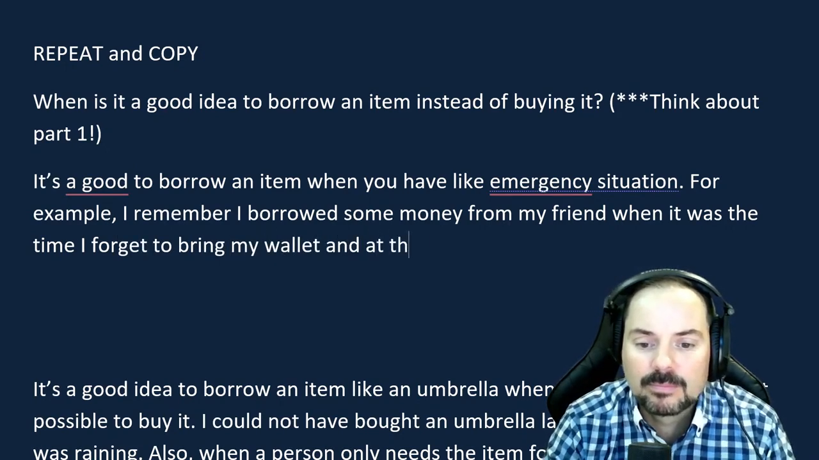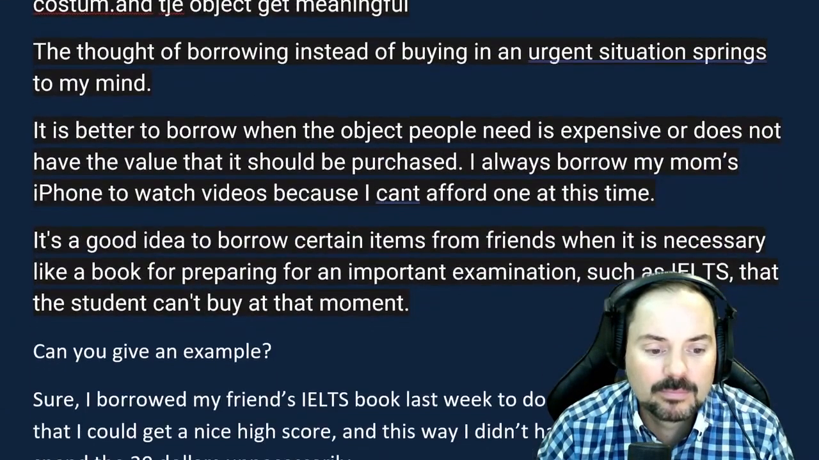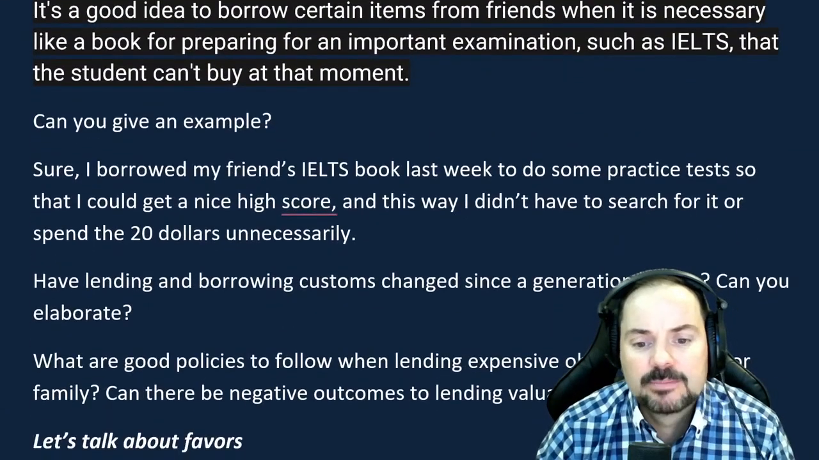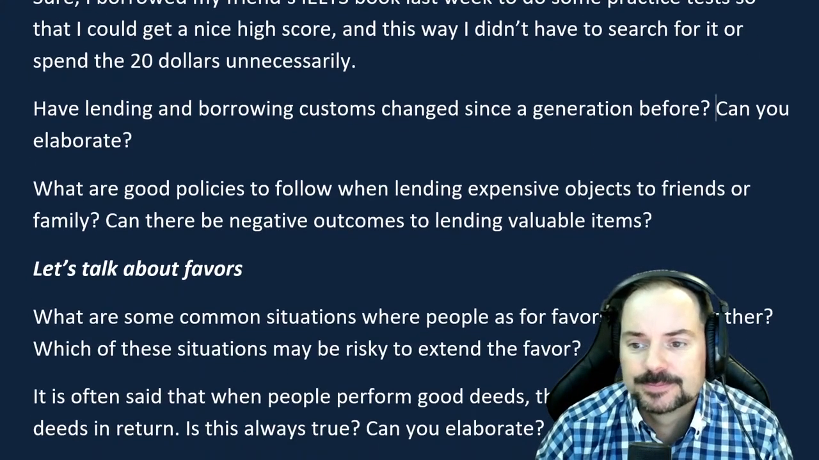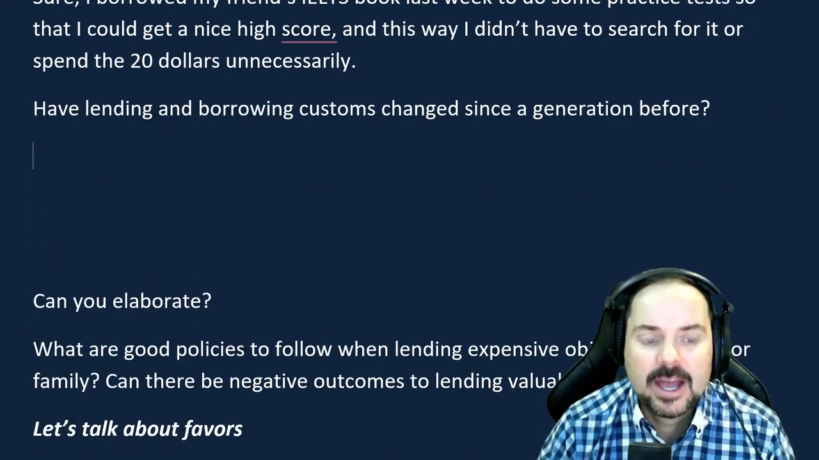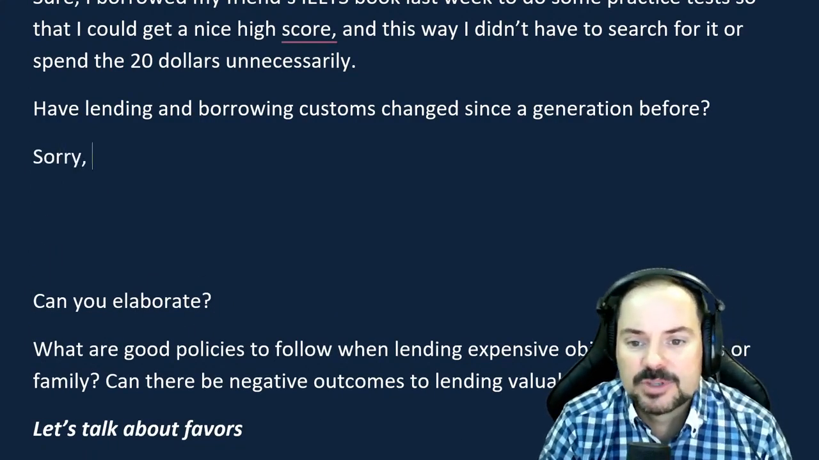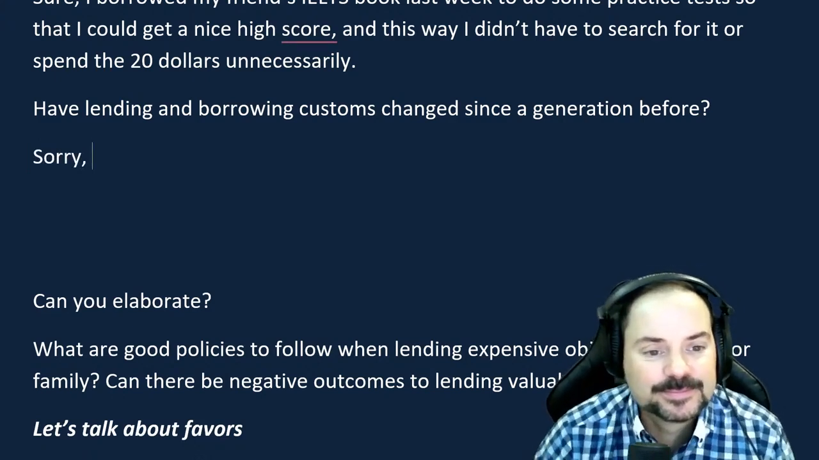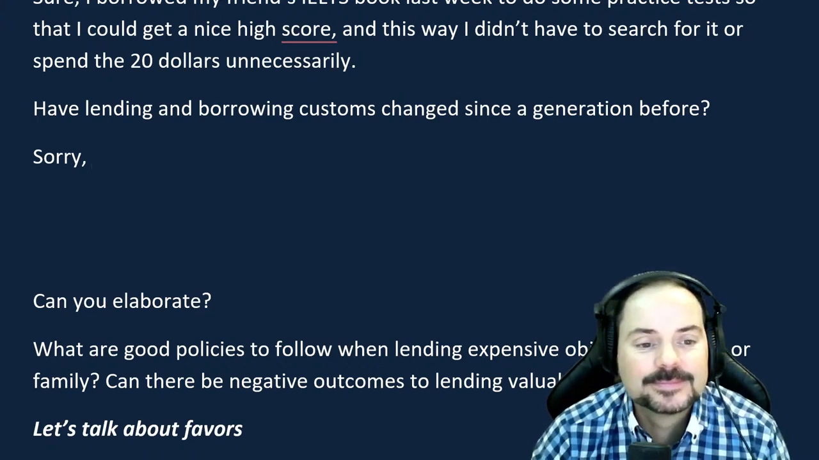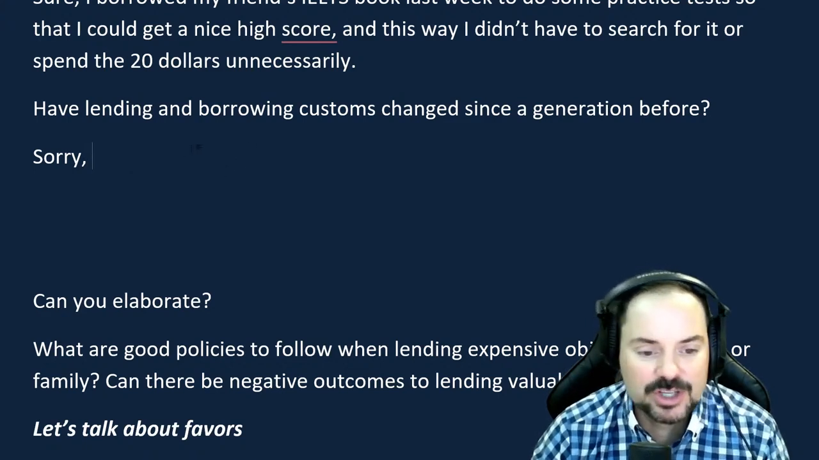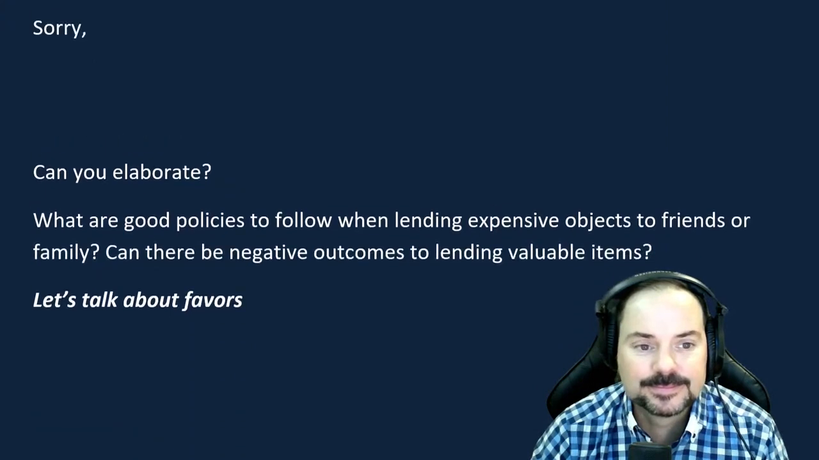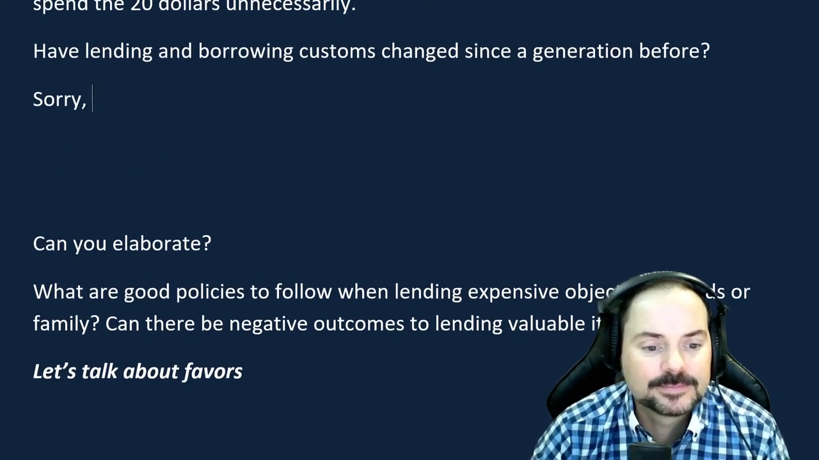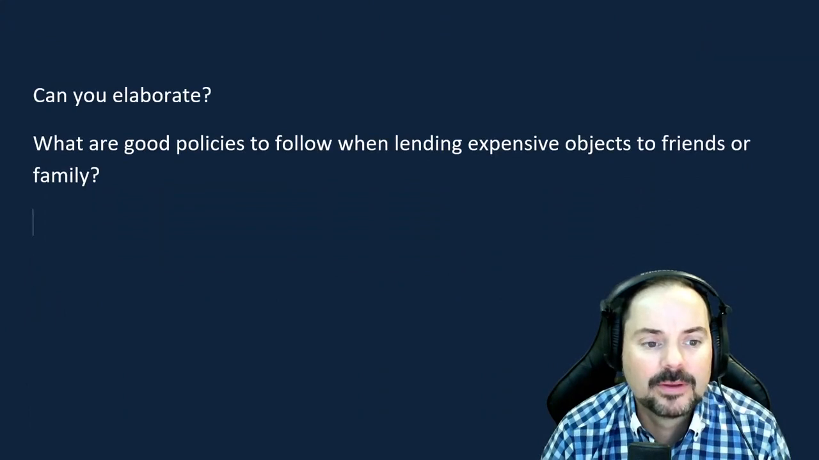Have lending and borrowing customs changed since a generation before? Sorry, have lending and borrowing customs changed since a generation before? Custom change. Yeah, have lending and borrowing customs changed since a generation before? Sorry, I have no idea about that.